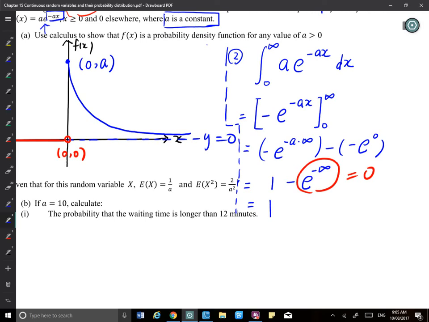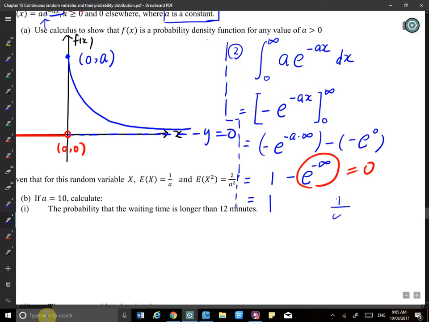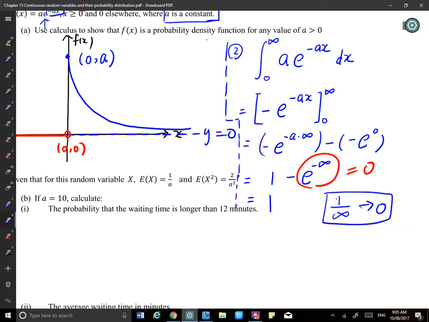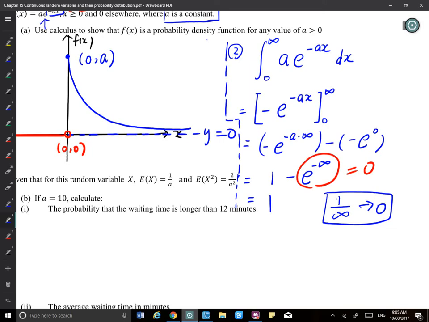What else can be 0? 1 over infinity will be 0 as well. 1 divided by an infinitely large number will be 0. So those two things are quite important. When you are asked to show something from 0 to an infinitely large number, normally you use those two facts. It's approaching 0 and we treat it as 0.